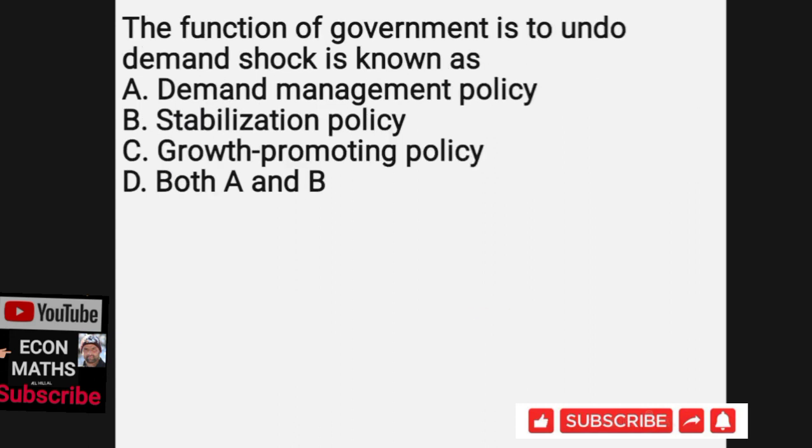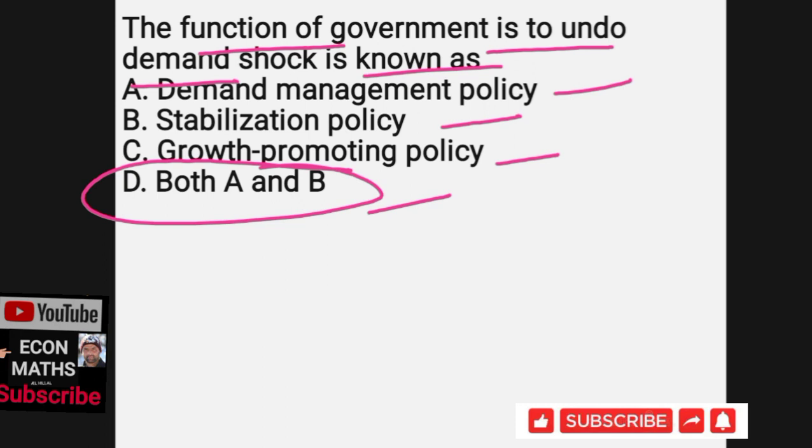Next question that was asked was, the function of government to undo demand shock is known as: demand management policy, stabilization policy, growth promoting policy, both A and B. So the correct option is D, both A and B. Demand management policy and stabilization policies are used to undo any demand shock.